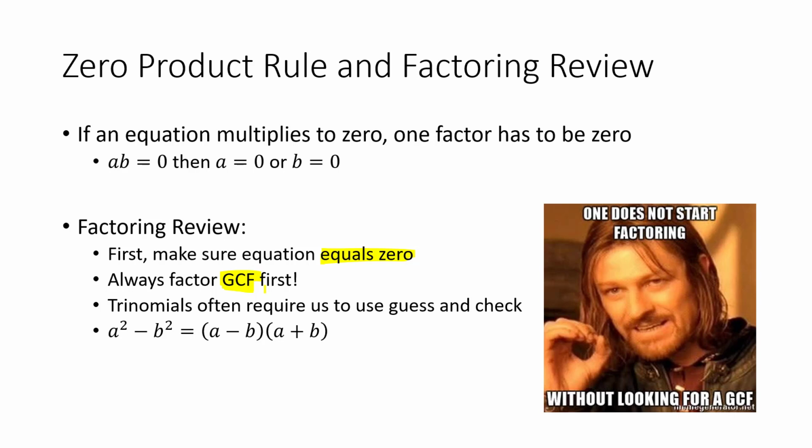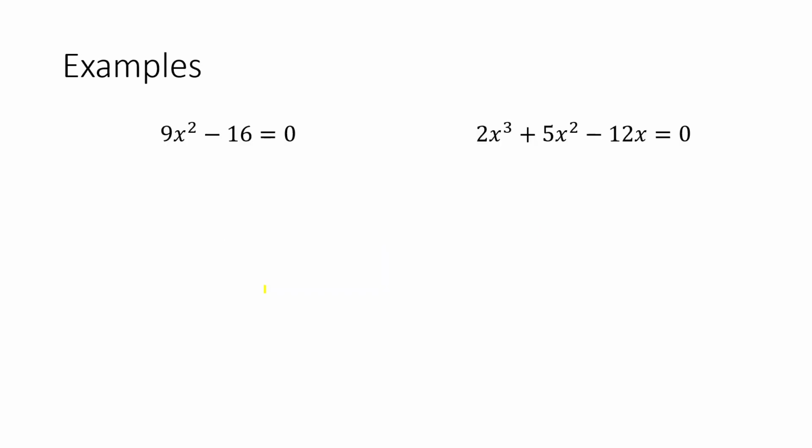And from there, we had lots of strategies we used. If we had a trinomial, we did a guess and check. If we had a difference of squares, we know that's a plus b times a minus b. So lots of different factoring strategies we can use. But first, make sure the equation equals 0. And don't forget to factor that GCF first. So let's try a few examples.